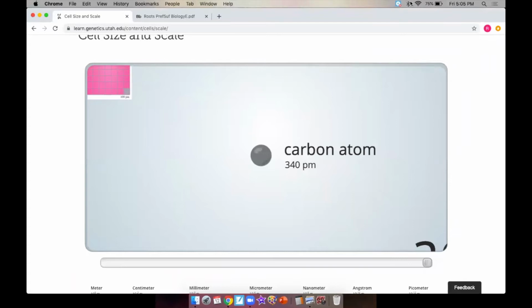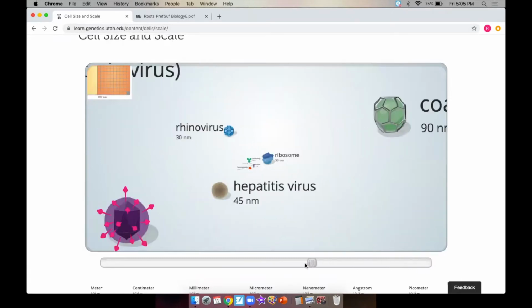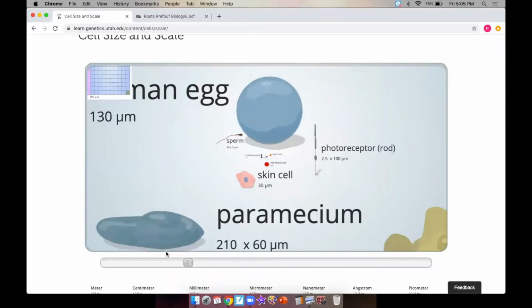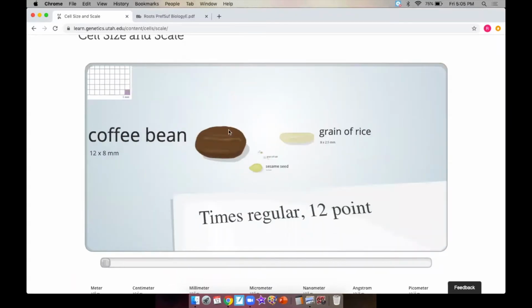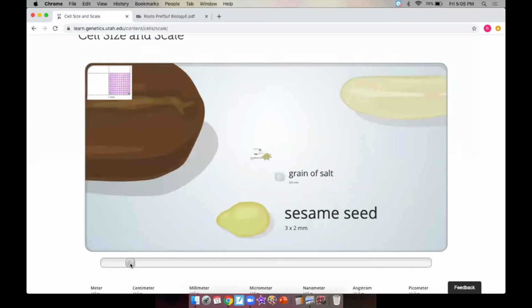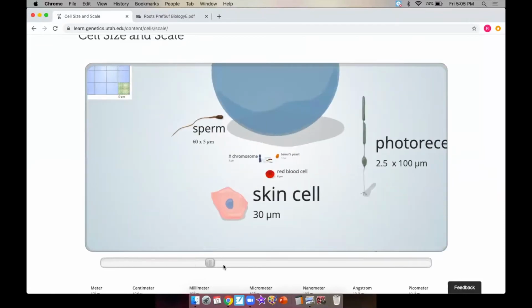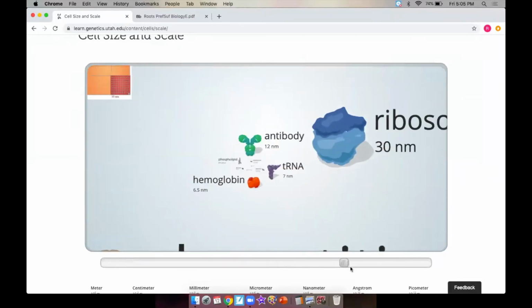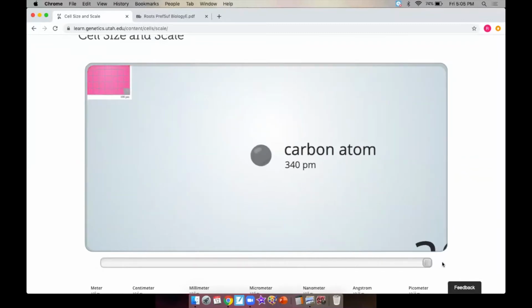Starting off, a nifty website at learn.genetics.utah.edu. Check it out, it's right here. This is an atom, this is a scalar. So I can scale from the atomic size all the way up to a coffee bean, grain of rice, 12-point font typing. That's where we're at. I'm going to scale all the way, zooming all the way in to a single atom.